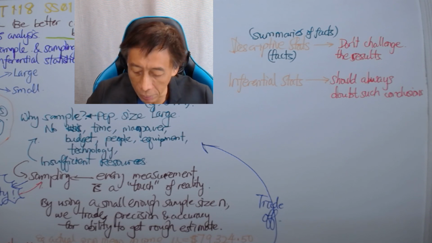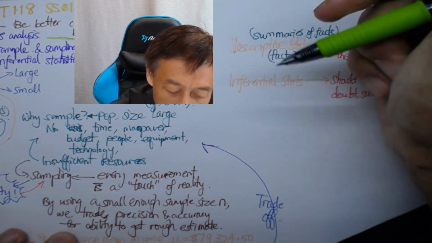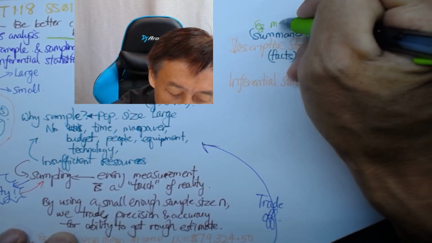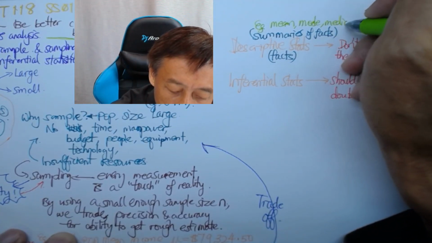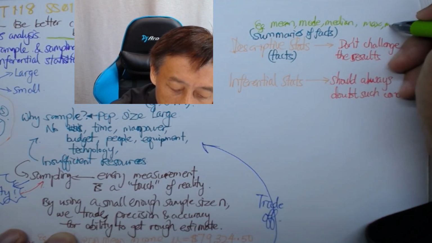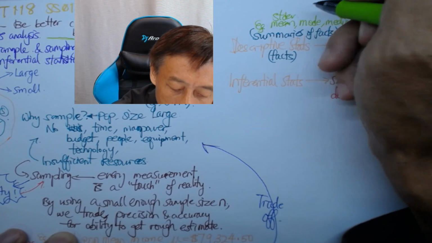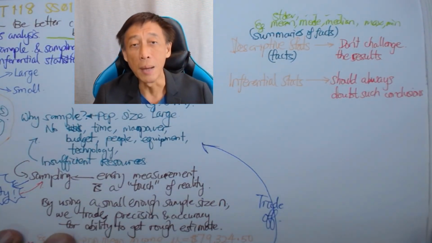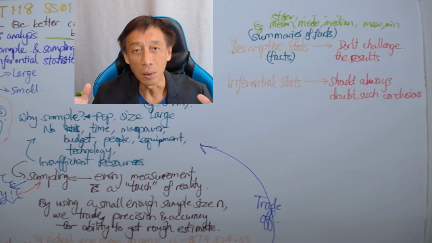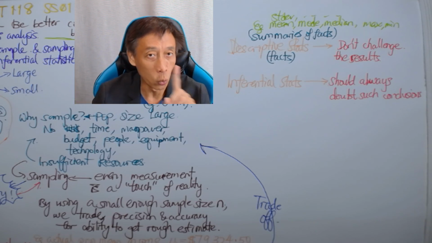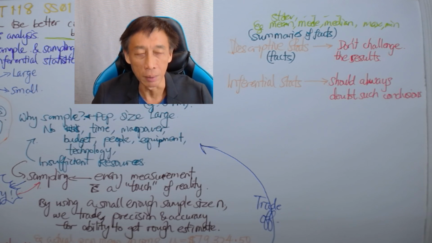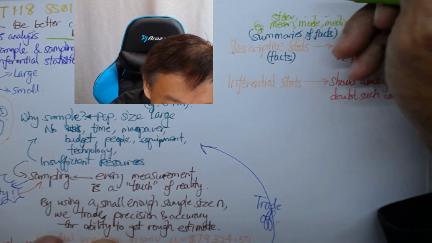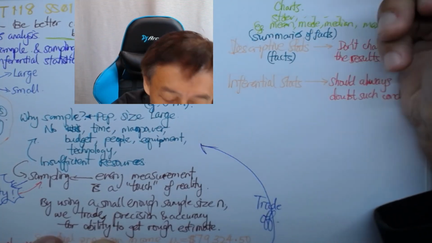What are summaries of facts? Example, average. The mode, the median, the maximum, the minimum, the standard deviation, right, and so on and so forth. All these measures that summarize a lot of numbers, or we call it functions, that summarize a lot of numbers into one number. Basically, these averages, means, modes, and medians, and max and mins, they are also facts themselves. And including charts. All kinds of charts.